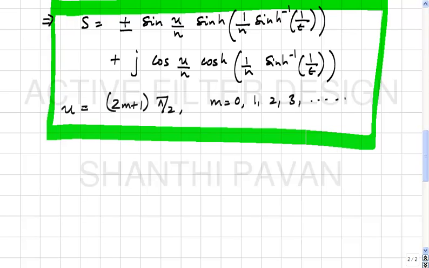So given the order of the filter, this is known, n is known. Given the ripple, epsilon is known. So the rest of it is just, you plug in the various values of u and compute the roots. And what must you find?